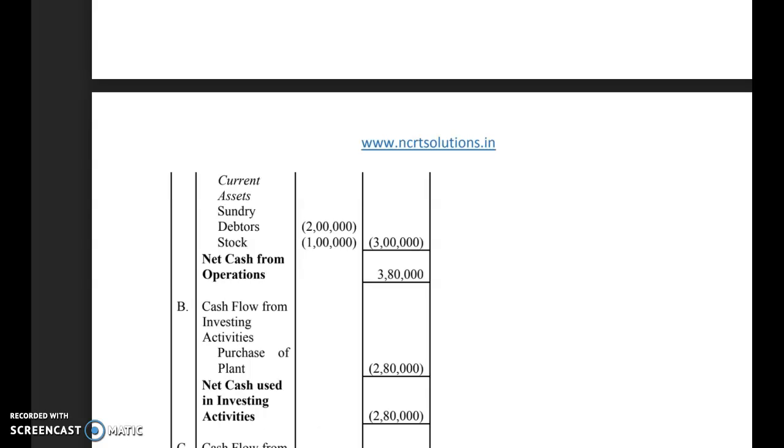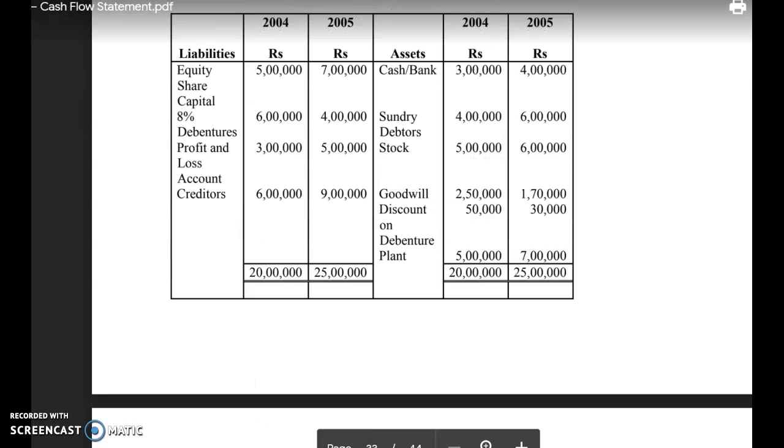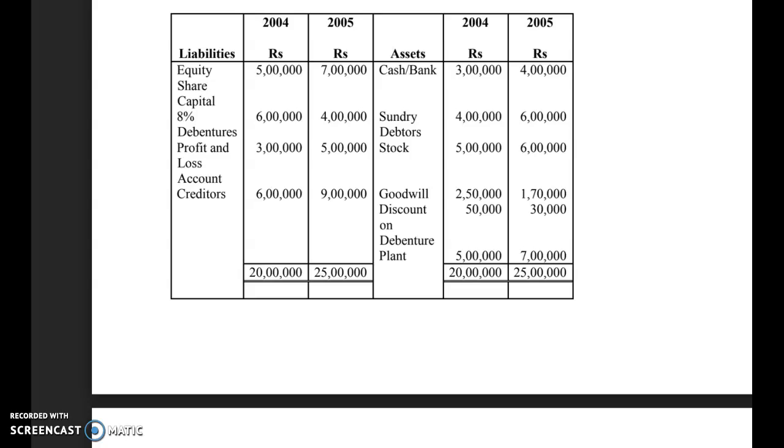Dear students, as I share with you, cash flow from investing activities means purchase and sale of the long-term or non-current asset. Here there is purchase of plant, as it is outflow. We will write here in the minus sign within bracket 2,80,000. How has this come? See here, understand.